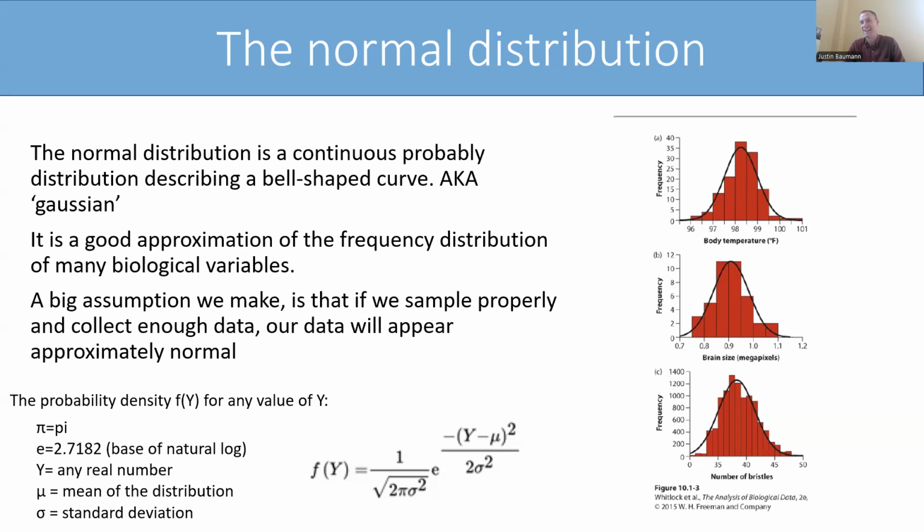Sorry about that. So just a reminder, the pi symbol is pi. When you see an e, that's the base of the natural log, 2.7182. y is any real number. Mu is the mean of the distribution that we're looking at, and sigma is the standard deviation of that distribution. So we take any value of y, we plug it into this formula, which is quite complicated, and we're able to generate the function for this probability density, or for this black continuous curve.